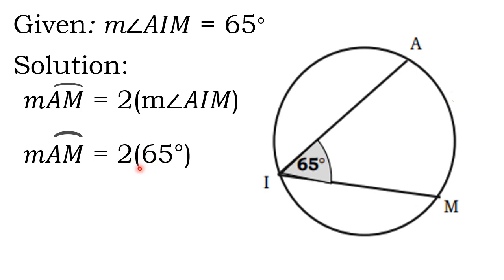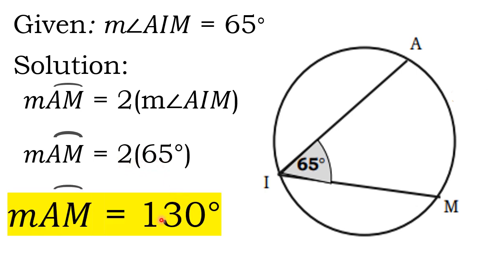So now we multiply 2 times 65 degrees. That is equal to 130 degrees. Therefore, the measure of arc AM is 130 degrees, from this point up to this point. This is the arc AM.